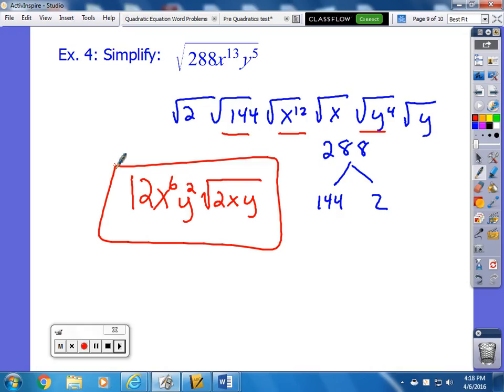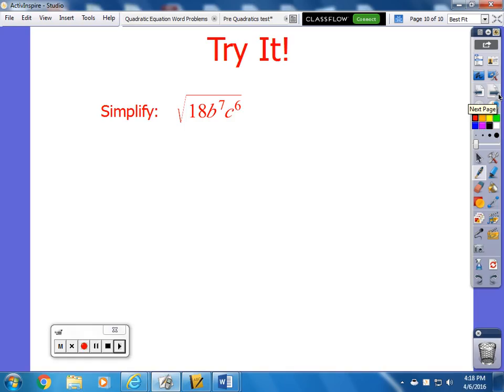So remember, when you do this, it's a little easy to get confused between numbers and variables. You square root your numbers and you divide your variable exponent by 2. Please try this one at home.